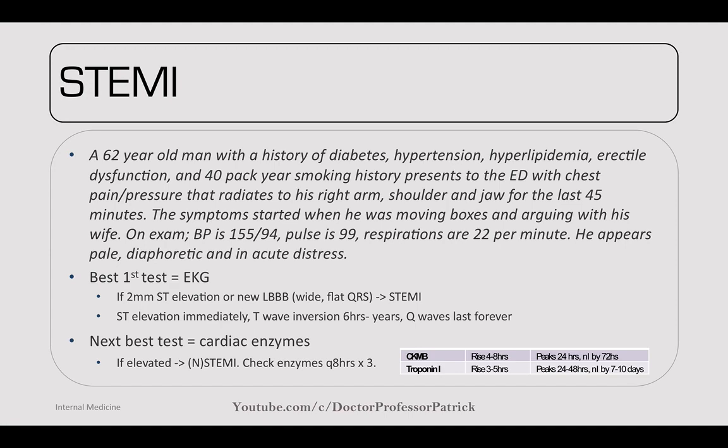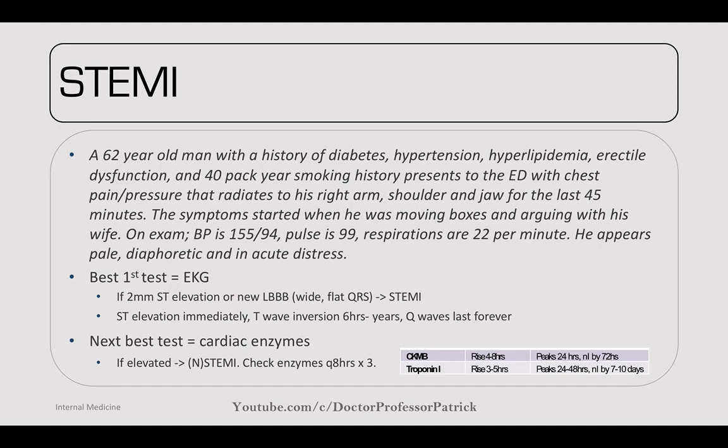On exam, they can usually be found to be hypertensive. It's a worrisome sign if they're hypotensive. They usually have an elevated pulse, elevated respirations. They appear pale, diaphoretic, and in acute distress. So your best first test that you want to do is an EKG. What you're looking for is 2 millimeter ST segment elevations or a new left bundle branch block, so a wide QRS. That's going to point you towards STEMI.